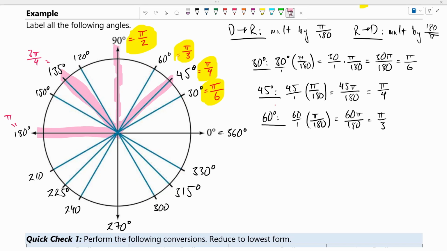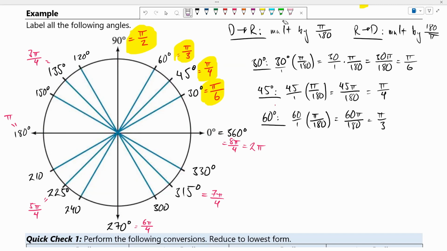If I add it again, 5 pi over 4. Add it again, 6 pi over 4. Add it again, 7 pi over 4. And if I add it one more time, I get 8 pi over 4. This reduces to 2 pi. You guys see the counting?